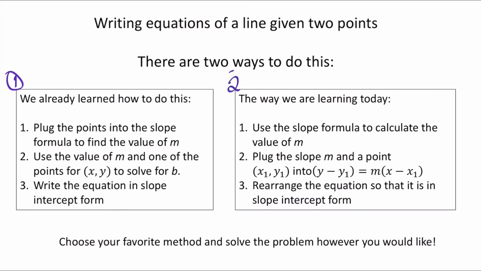Method number 2, which we're going to learn today, is you're going to use, once again, the slope formula, calculate the value of m, and then you can plug the slope and a point into point-slope form. Then we're going to rearrange the equation so that it's in slope-intercept form. So both ways of doing this are correct. You can just choose your favorite method and then solve the problem however you'd like.